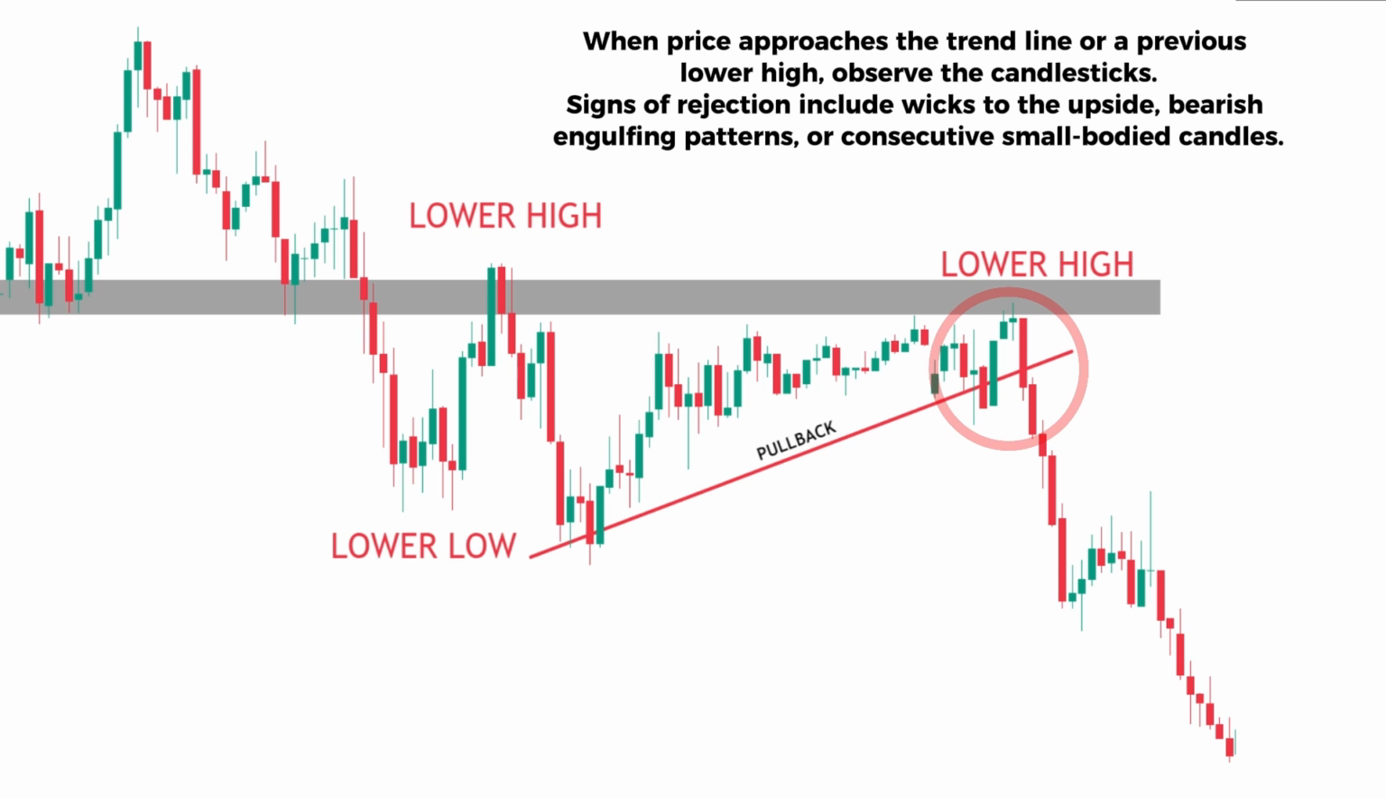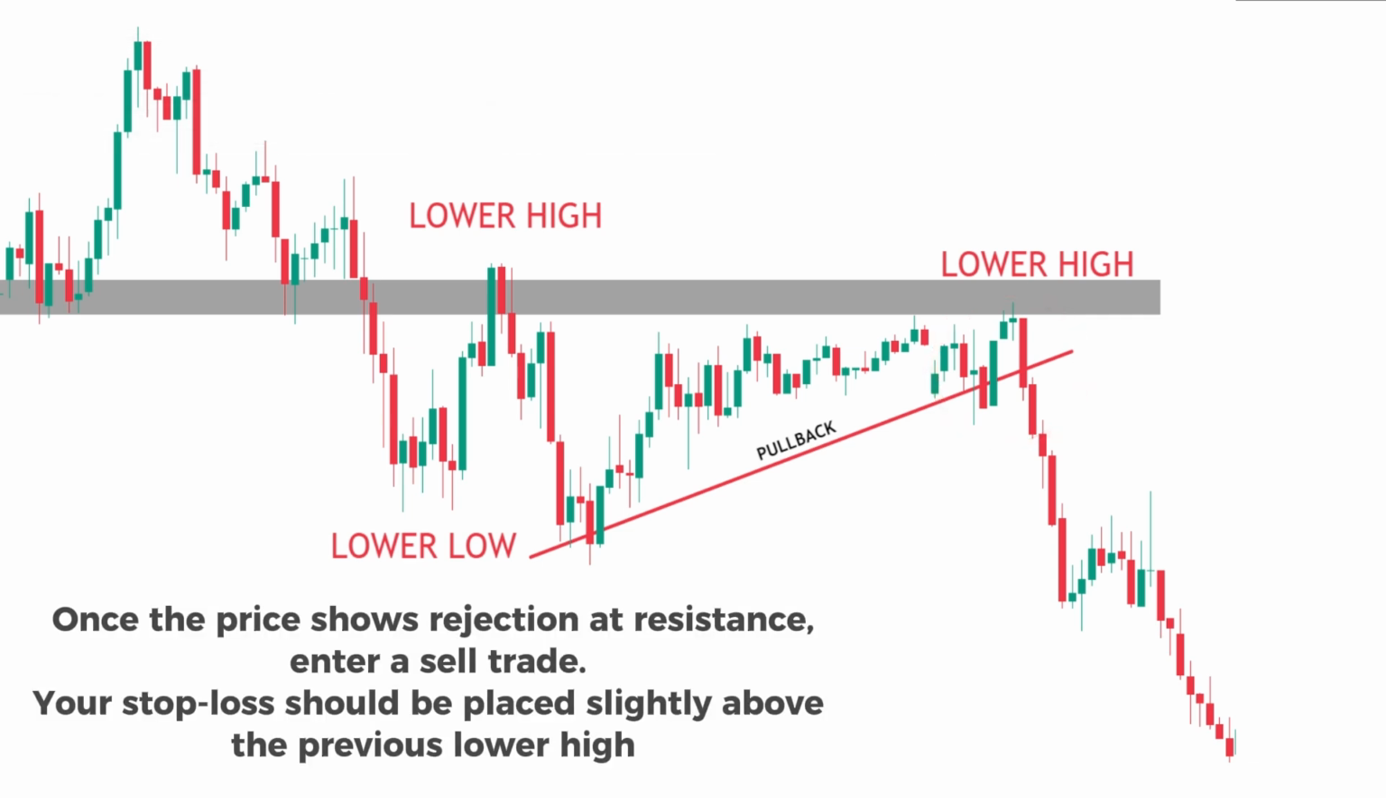When price approaches the trend line or a previous lower high, observe the candlesticks. Signs of rejection include wicks to the upside, bearish engulfing patterns, or consecutive small-bodied candles. Enter a short trade. Once the price shows rejection at resistance, enter a sell trade.